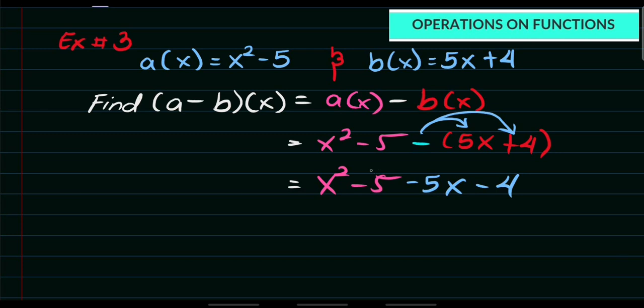So again, let's combine like terms. We can rewrite it like this, or directly subtract each term. Therefore, the final answer is x squared, and then we have this linear term, minus 5x. We just copy it since there is no similar term. Then let's subtract negative 5 minus 4, which is negative 9. And that's it. The value of a minus b of x is x squared minus 5x minus 9.